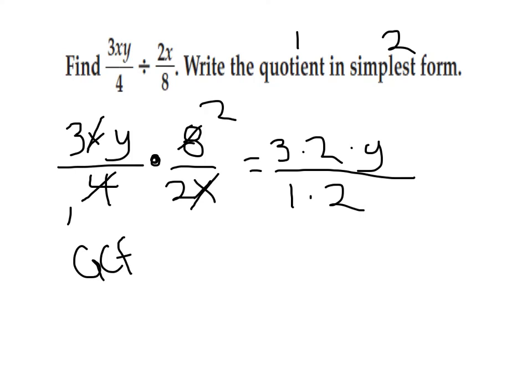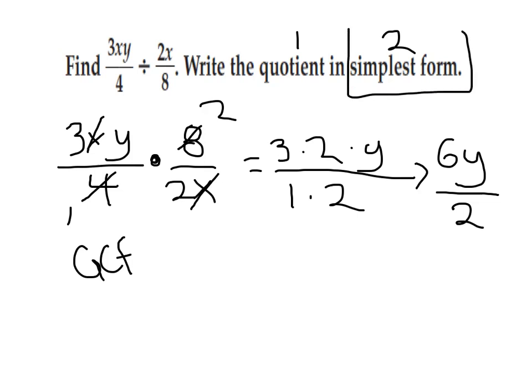And let's put that together. 3 times 2 is 6. 6 times y is 6y. And 1 times 2 is 2. I'm not done yet, because I'm still looking at simplest form here. And I can see that the 6 and the 2, there's a little bit more I can do here. 6 divided by 2 is 3. And there's no y on the bottom, or in the denominator, to cancel out. So the answer is 3y.